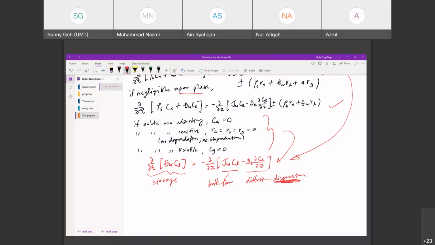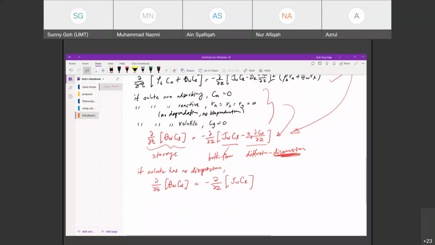Yes. If the solute has no dispersion, so we assume that dispersion does not exist, then this equation becomes d/dt of w cl equals d/dz of w cl. That's all. So it can be simplified further, depending on the assumptions we make. So the question is, is having more assumptions good or not? The answer is no. Having so many assumptions is not good because you're becoming less realistic.